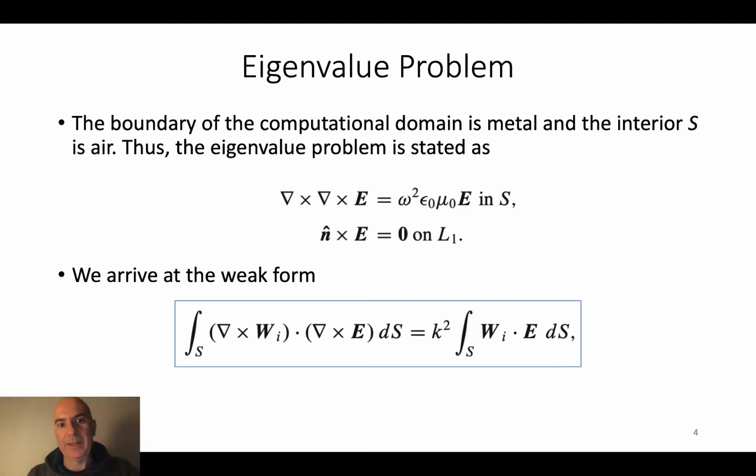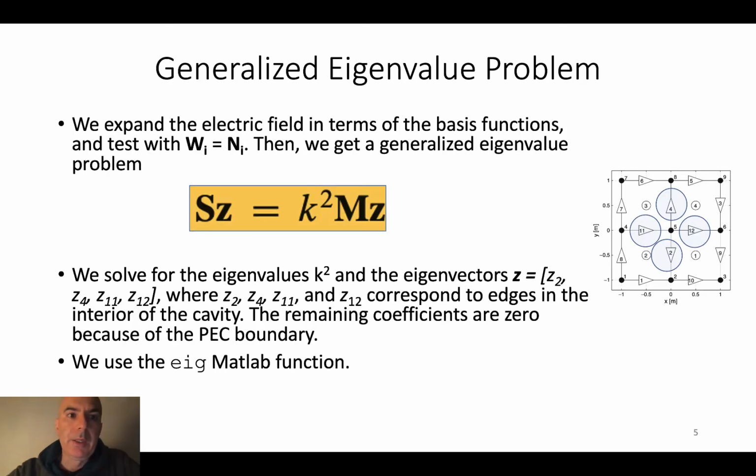In the case of the Galerkin method, we use a testing function or weighting function that is equal to our interpolation function or basis function that we saw in the case of the Cartesian grid in the previous lecture. So one thing we can do is to cast this set of equations in a matrix form. We expand the electric field in terms of the basis function, and we replace the Wi in the previous slides with the Ni, the interpolation function.